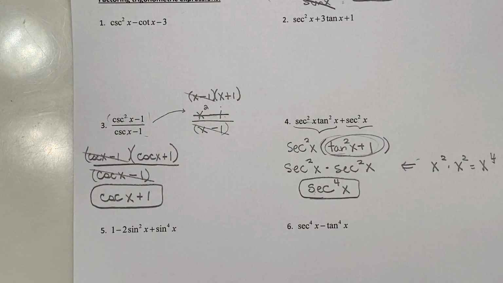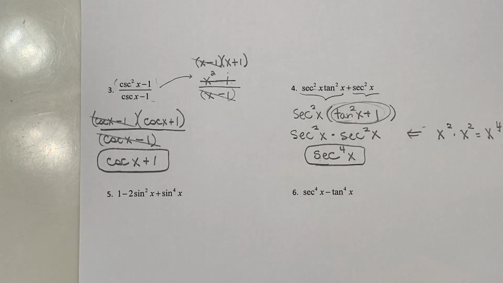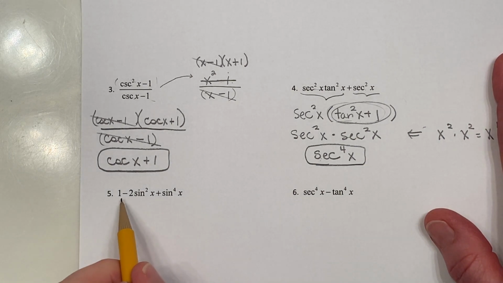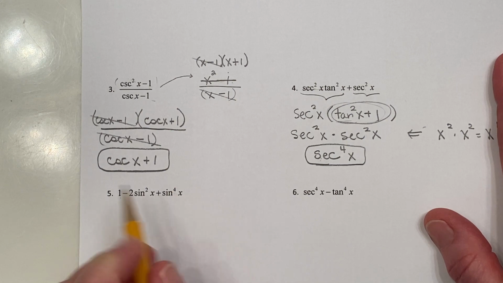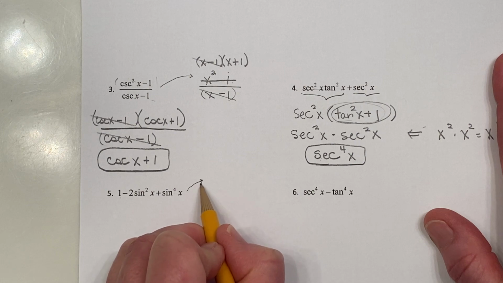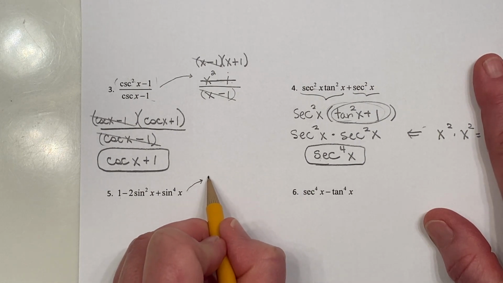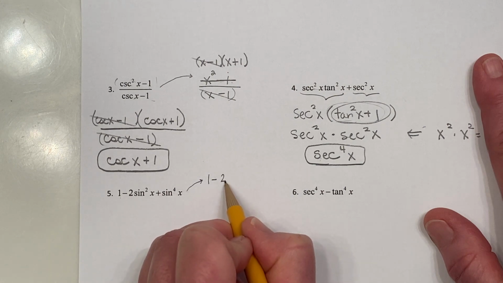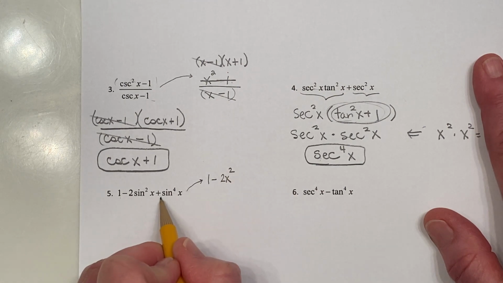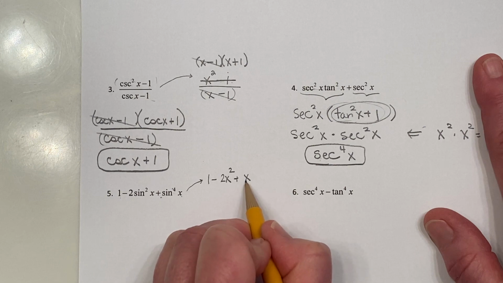All right, let's practice some more factoring. Let's go to number 5. Number 5 has 3 terms. We have a constant, a square, and then we have a 4th power. I'm going to equate this to something algebraic you've done. Think of this problem as being 1 minus 2x squared plus x to the 4th.